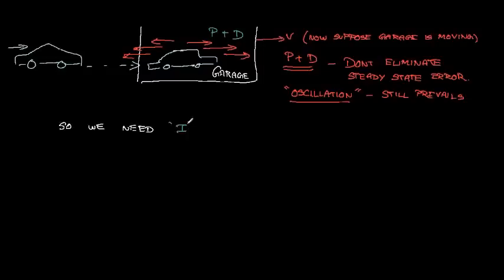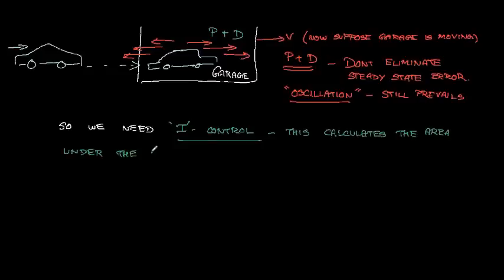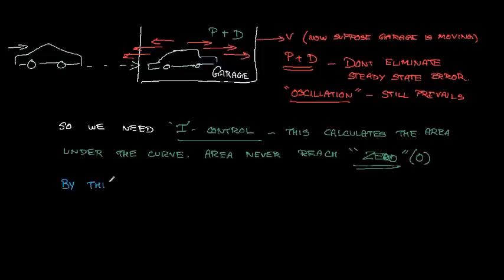So we need to have an integral control for this. This basically calculates the area under the error curve. The area can never become zero, so there's always a value which is multiplied to the error and given to the control system. So in this way we eliminate the steady state error.